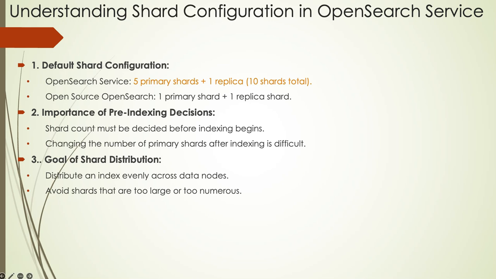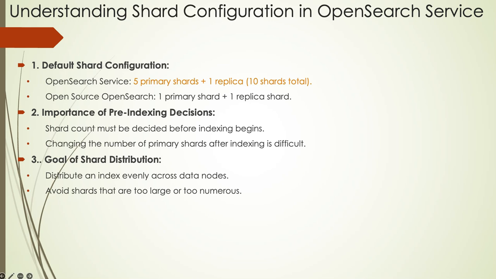In OpenSearch Service, each index is divided into 5 primary shards and 1 replica shard, so it's totaling 10 shards. However, in open source OpenSearch, the default is simpler. It's just 1 primary shard and 1 replica shard, so it's a total of 2 shards per index. Remember, primary shards contain your actual data, while replica shards act as a backup, ensuring fault tolerance and high availability in case of node failure.